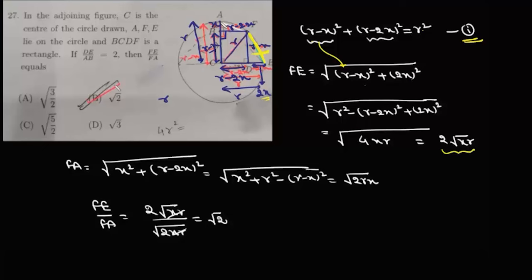And in the same way, we have to find AF, which is this. Now this again is a right angle triangle. So AF is under root of x square plus r minus 2x square. Now here we have to change r minus 2x square with r square minus r minus x whole square. Here also x square and r square will cancel. So it will be root 2 rx. Now we take their ratio, it will be simply root 2, and that's your option B.